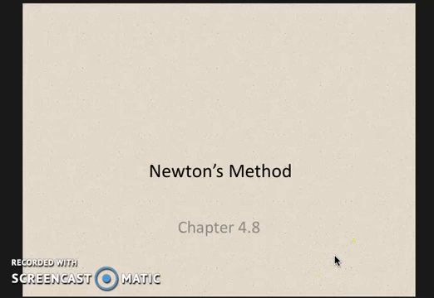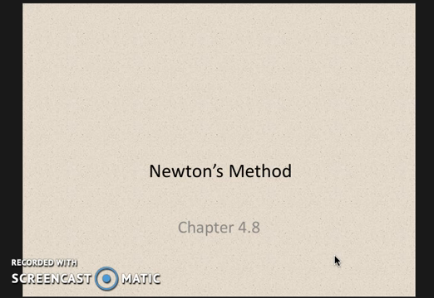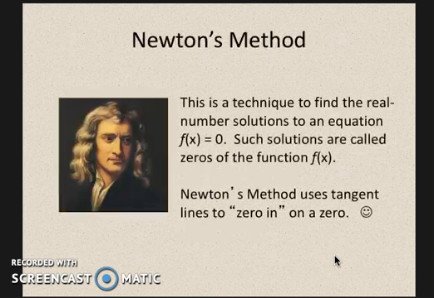Hello, so let's start with Newton's method. This is chapter 4, section 4.8. This is a method Newton found, a technique to find the real number solution to an equation f(x) equals 0.